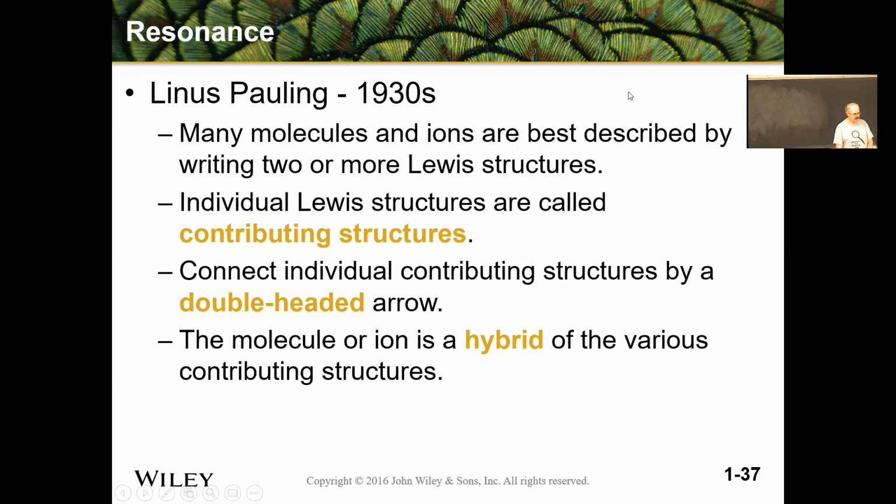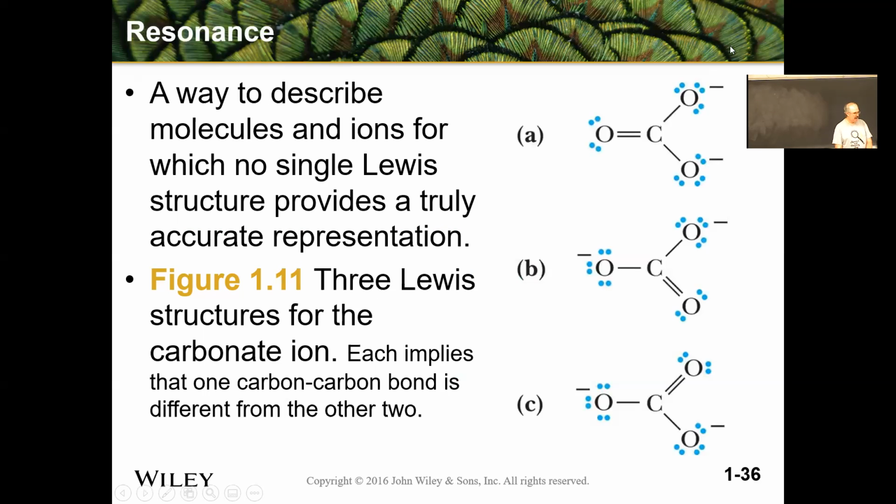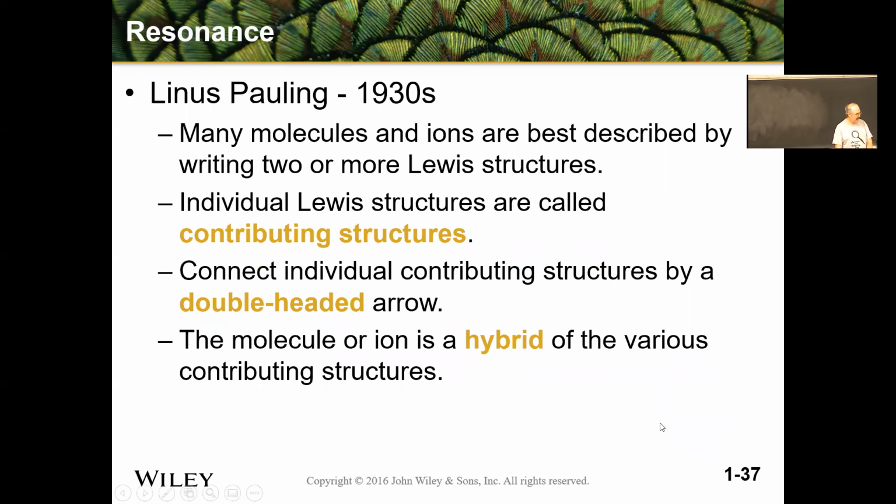The actual structure is a hybrid of these. These are called contributing structures. This was something that was described by Linus Pauling back in the 1930s. The contributing structures are separated by a double-headed arrow. The double-headed arrow looks like this, as opposed to this, which represents a reversible reaction or an equilibrium. These are two different things.